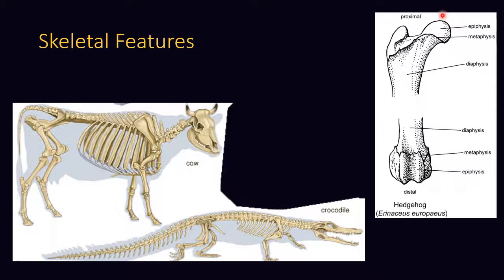And for basic anatomy terms, proximal is closer to the body midline, distal is farther away. So your hand is distal to your elbow, and your elbow is proximal to your hand.